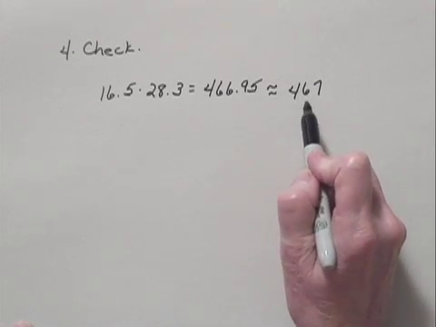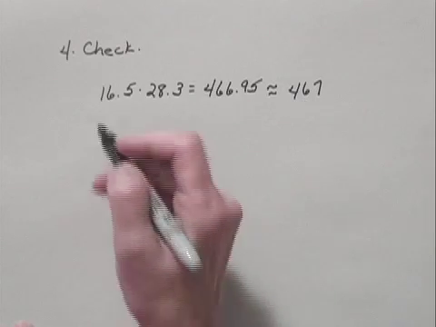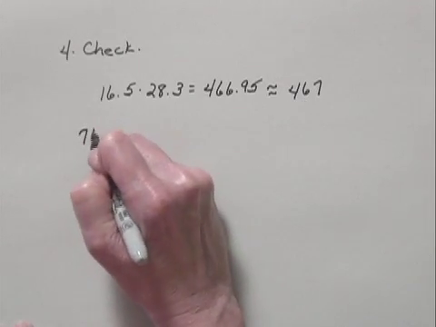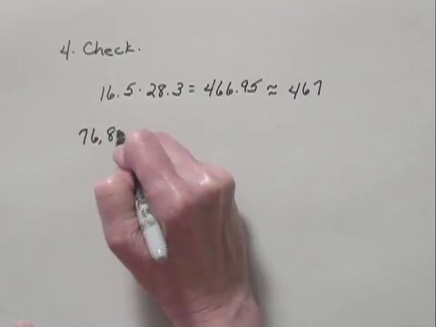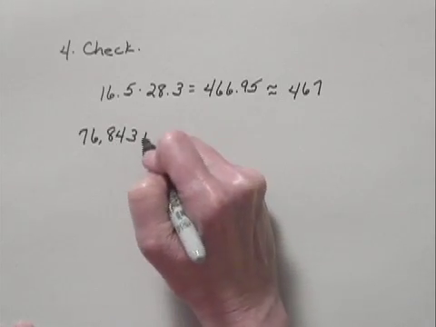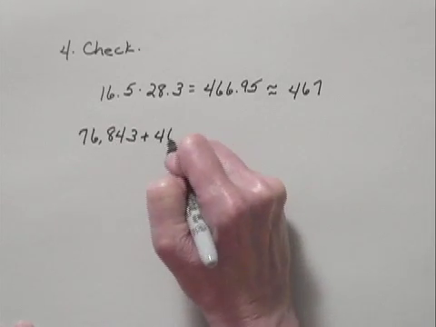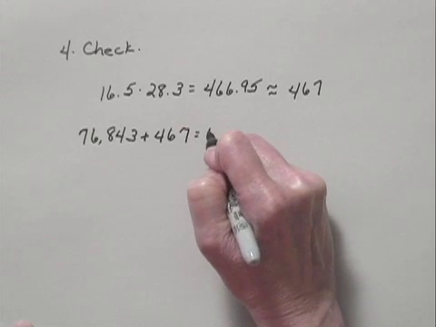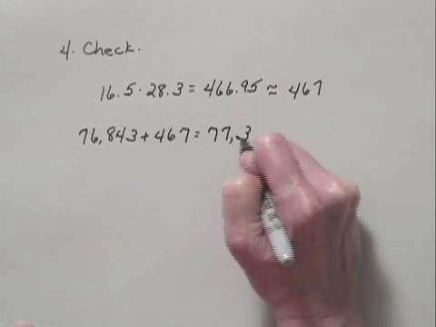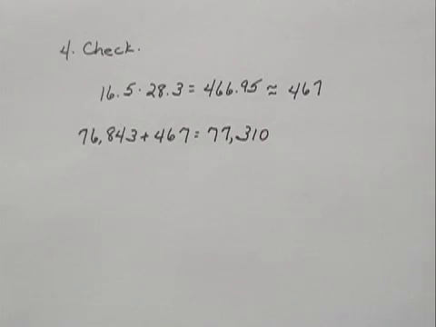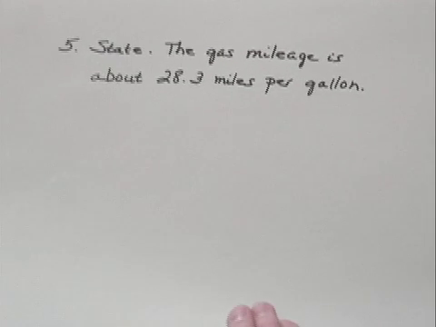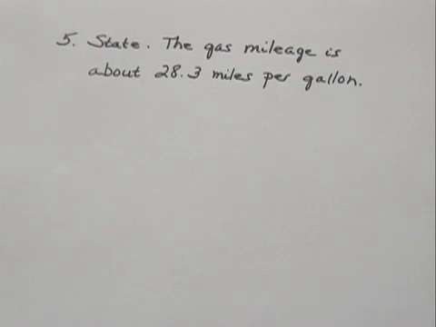And when we add this to the first odometer reading, if we've done the problem correctly, we should get the second odometer reading. So the first odometer reading was 76,843. And when we add 467, we get 77,310, which is the second odometer reading, so our answer checks. And we'll go to the fifth step in the process, which is to state the solution. We say the gas mileage is about 28.3 miles per gallon.